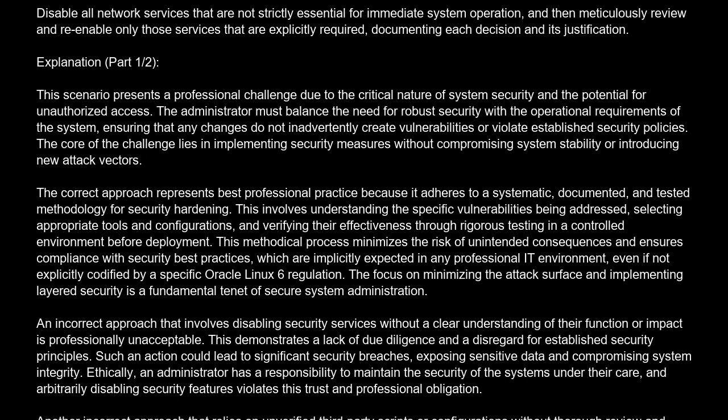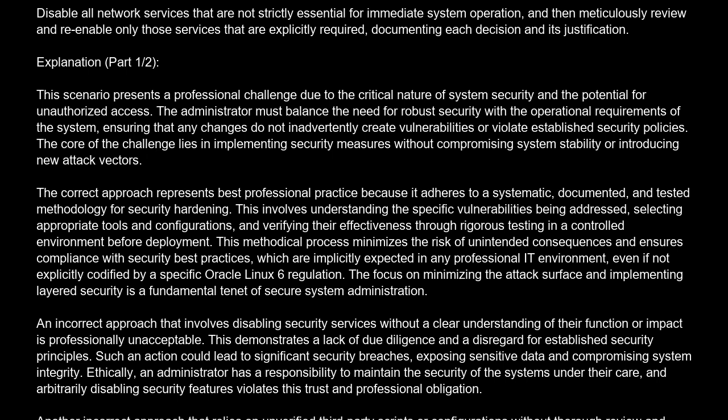Explanation. This scenario presents a professional challenge due to the critical nature of system security and the potential for unauthorized access. The administrator must balance the need for robust security with the operational requirements of the system, ensuring that any changes do not inadvertently create vulnerabilities or violate established security policies.